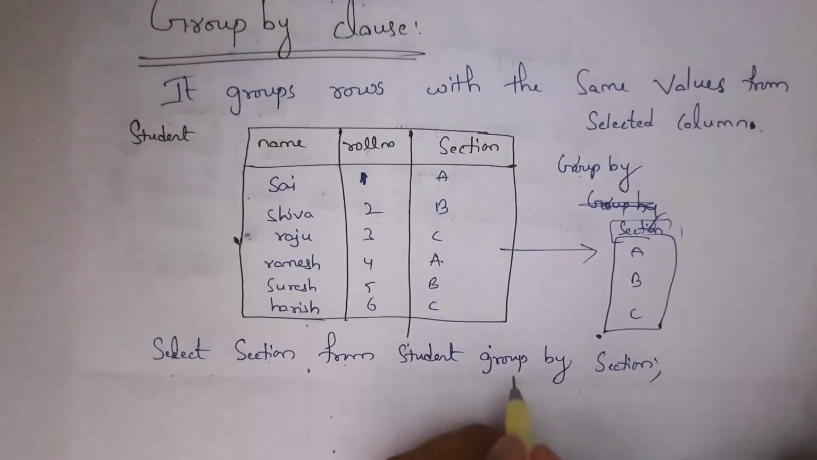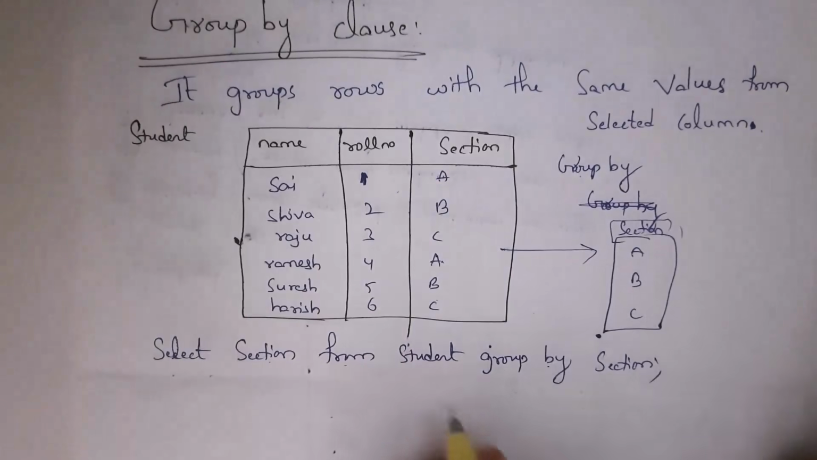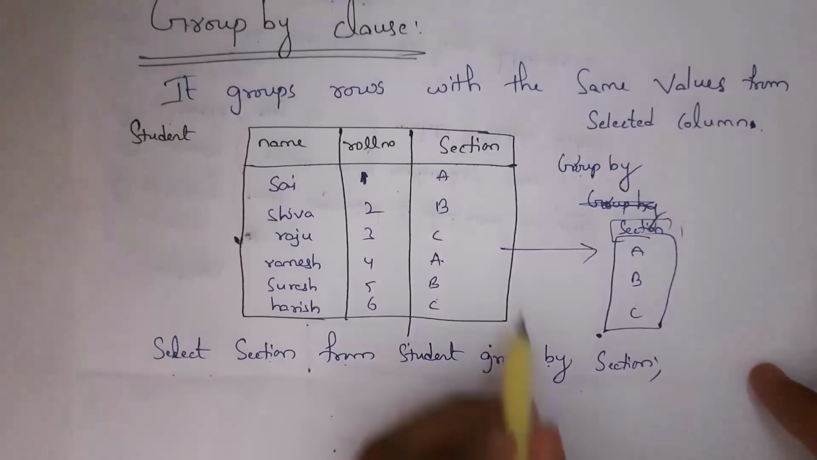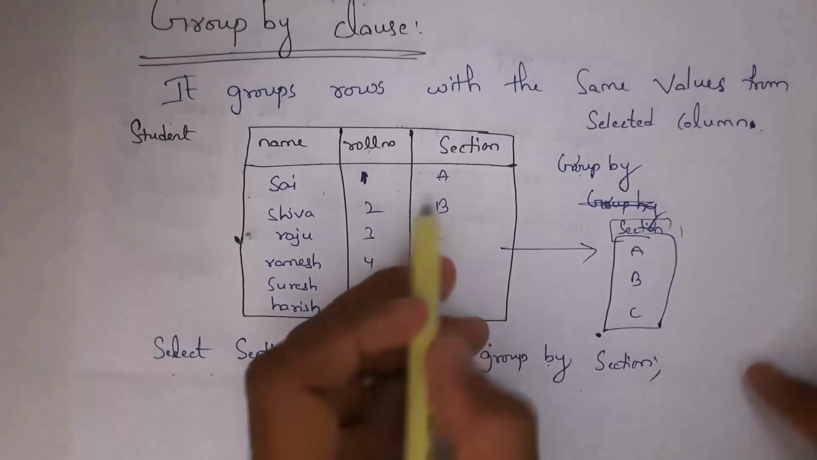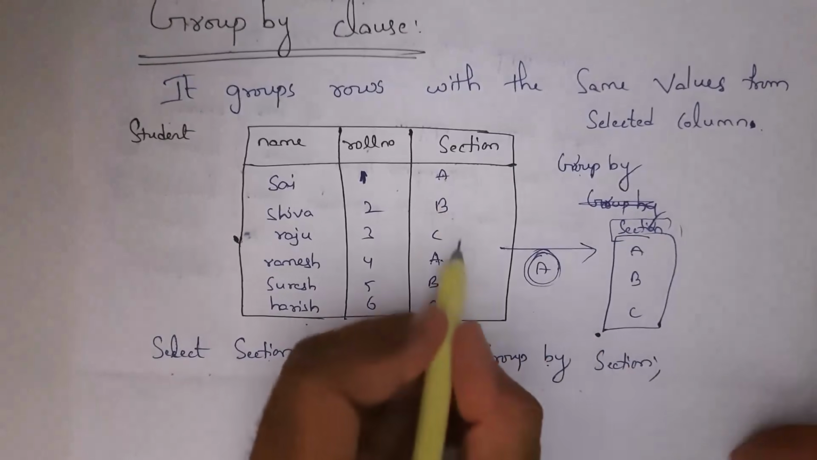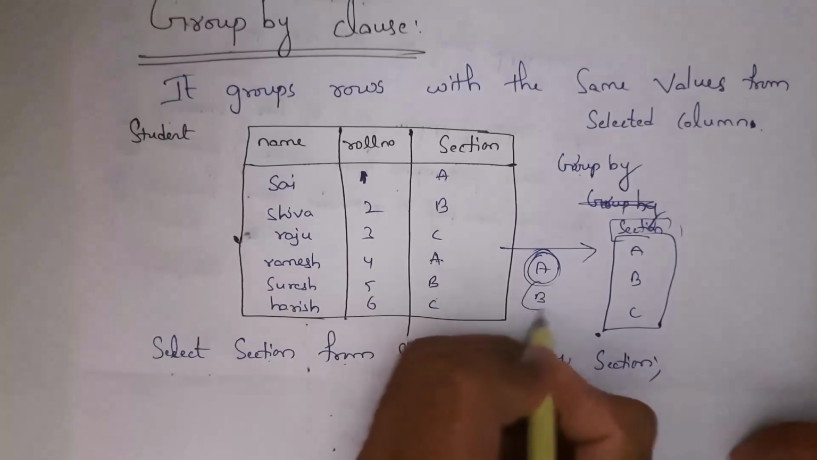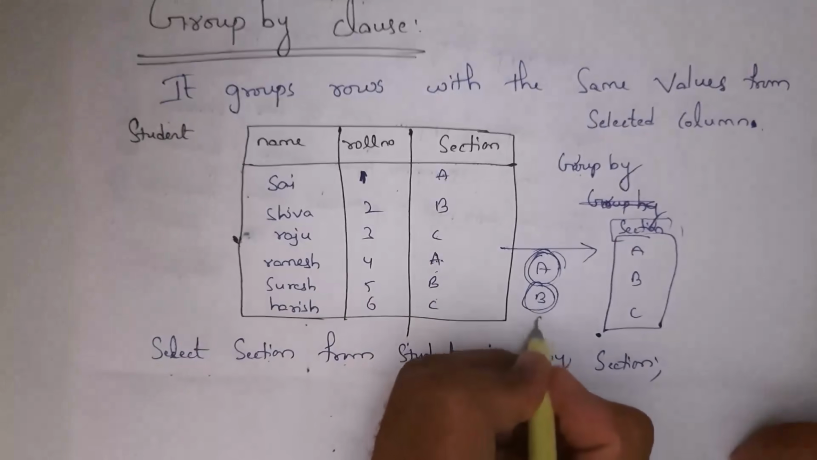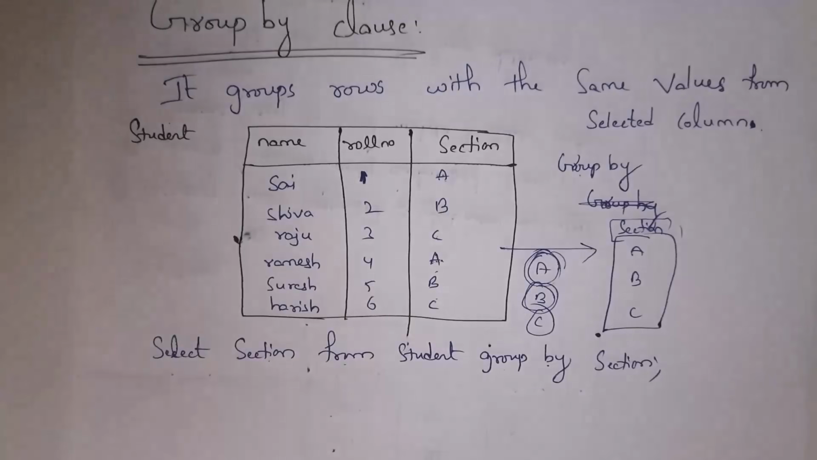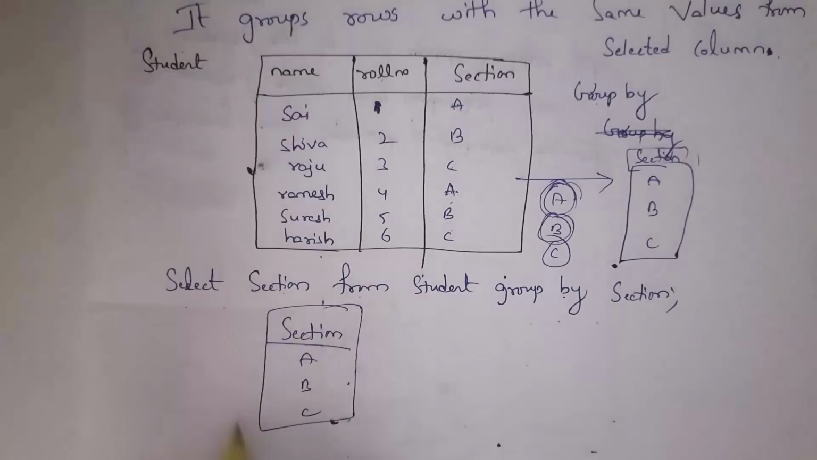But just, I have written here GROUP BY section. That means it will group the same data. A is repeated twice, so it will form A as one group, and similarly two B's, so B is one group, and there are two C's, so C is one group. In total there are three groups: A, B, C. So this is my output.